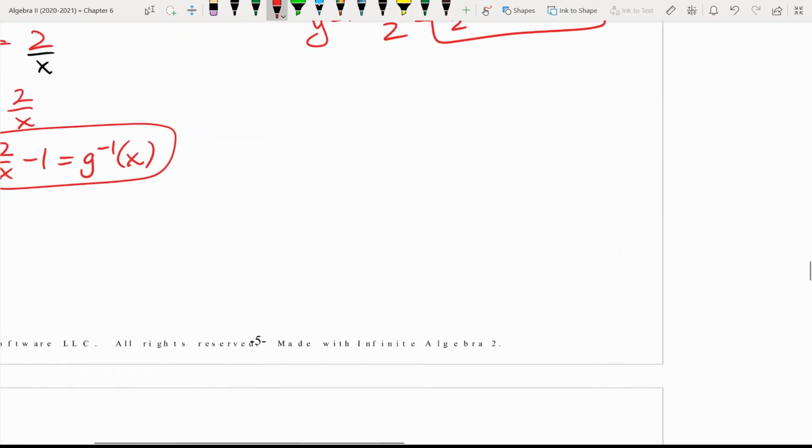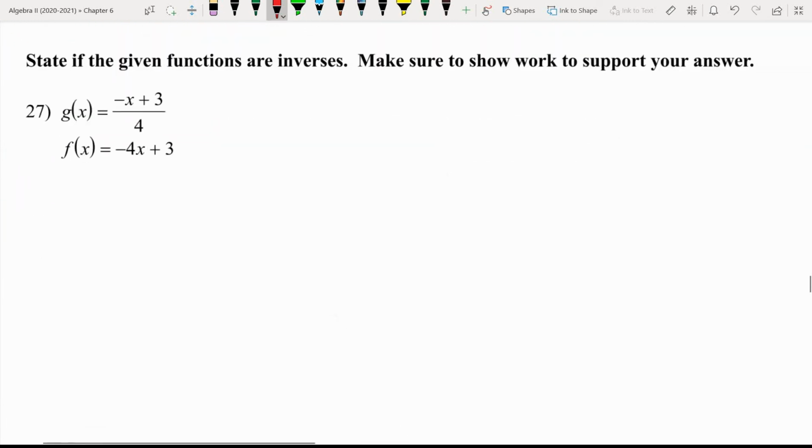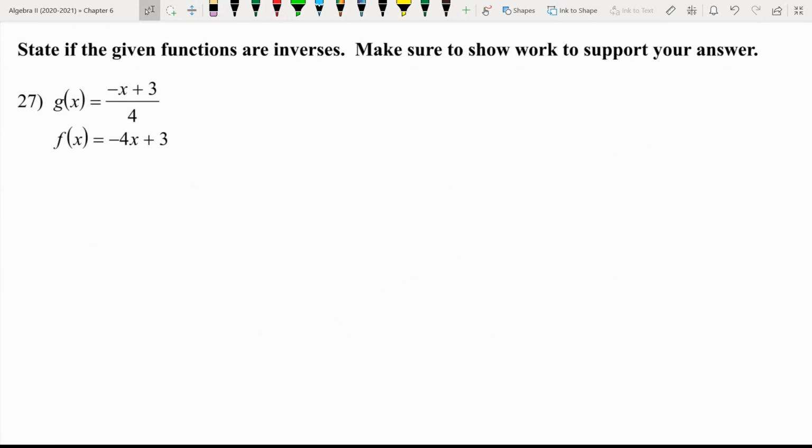All right. Coming down the home stretch here. State if the given functions are inverses. Make sure to show the work to support your answer. So this is simply a yes or no question, but you have to support it with some sort of work.